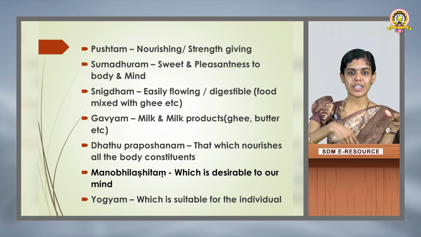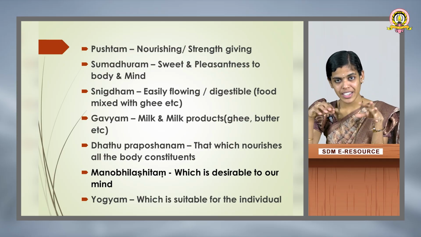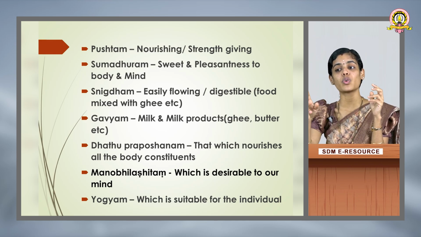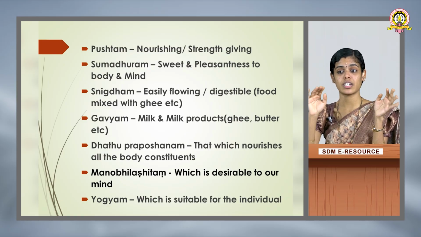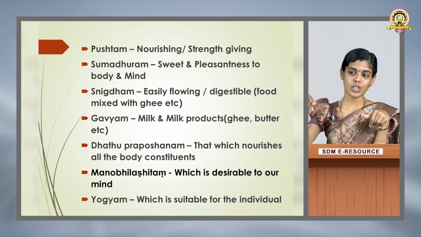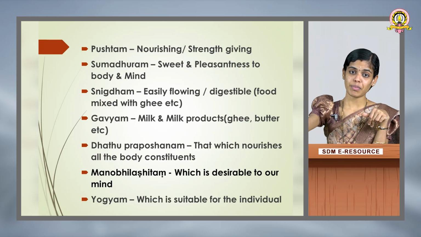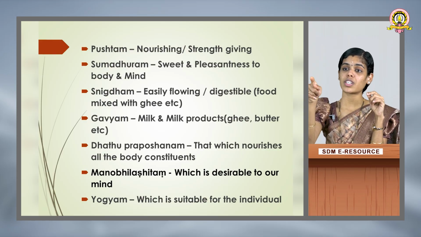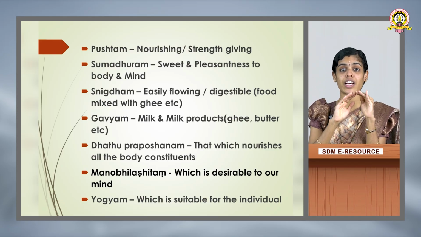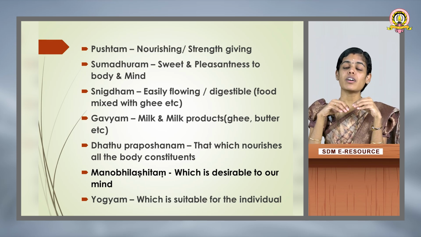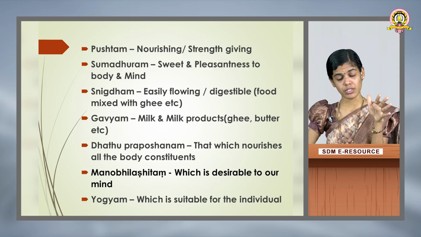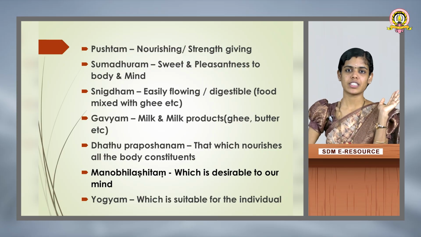There are so many Pathya they have given, but everything may not be liked by everybody. So from that, the food which is liking to his mind, such food he should consume. That is manobhilashitam, desirable to the mind of that individual sadhaka. And yogyam: everything is important, but yogyam, which is suitable for that particular individual's body as well as mind, is a very important factor. So pushtam, sumadhuram, snigdam, gavyam, dhatu proportionam, manobhilashitam, yogyam, yogi bhojanam acharet. It gives a framework for the Mithahara or Pathya, the wholesome food to be consumed by a sadhaka in any Hatha Yoga sadhana paddhati.